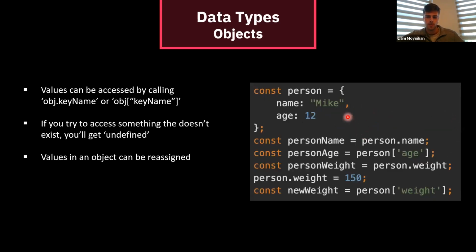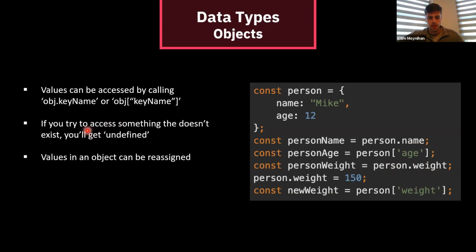So here we can see once we have an object, we can refer to it in two different ways. The first is by just calling the object dot the key name. So we can see person name is person dot name. Or we can use the same bracket syntax, which is kind of like accessing an index in an array, but instead of giving a number, you give a string that is the name of the key. So here we're getting age.